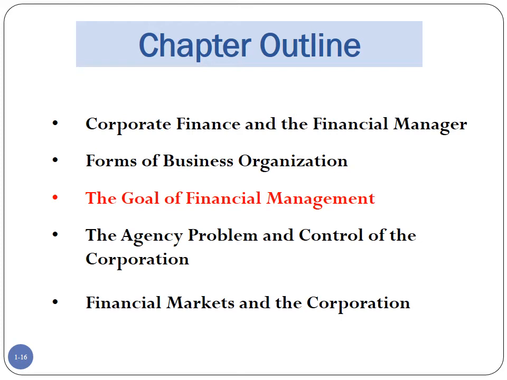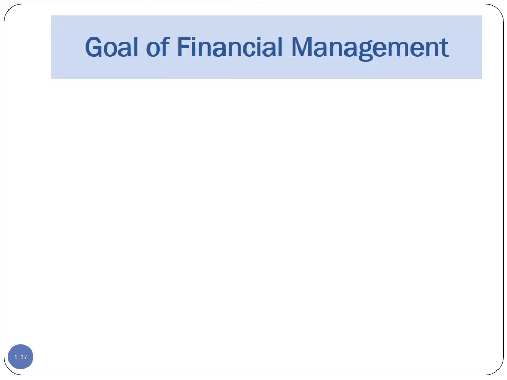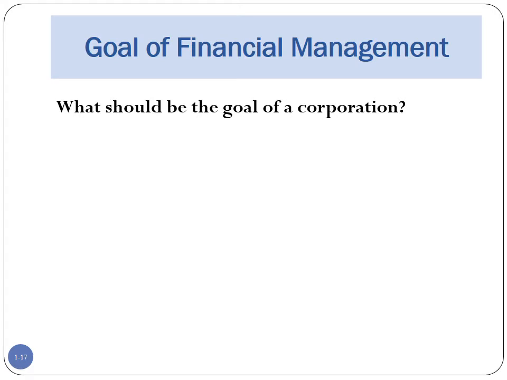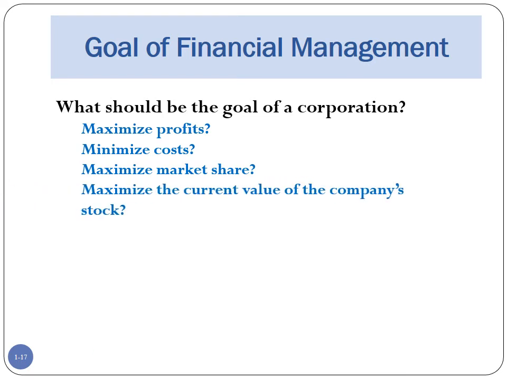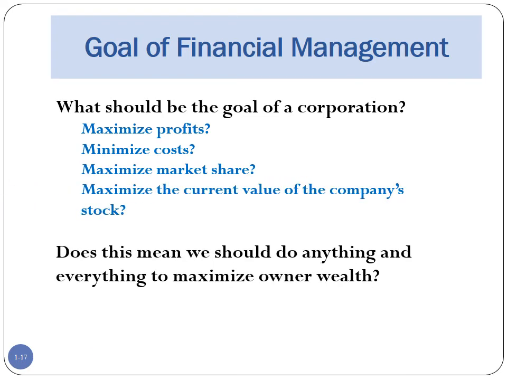The goal of financial management is very important to understand. What should be the goal of a corporation? Why should a corporation exist? Should it exist to maximize profits, to minimize costs, to maximize market share, to maximize the current value of the company's stock? Does this mean we should do anything and everything to maximize owner wealth?